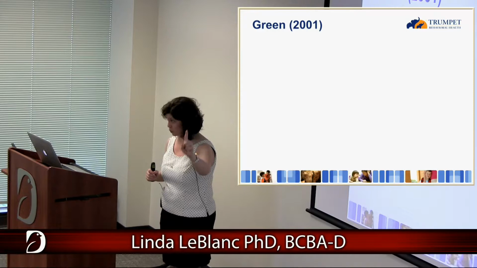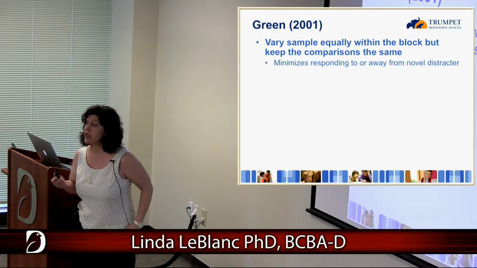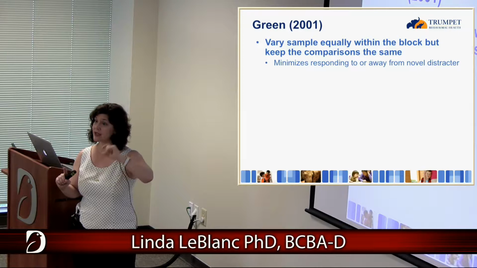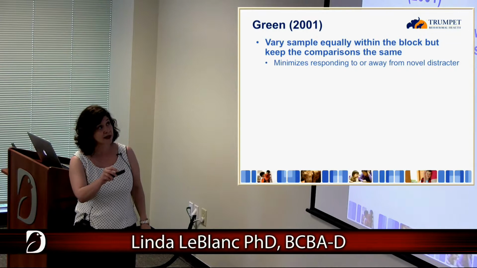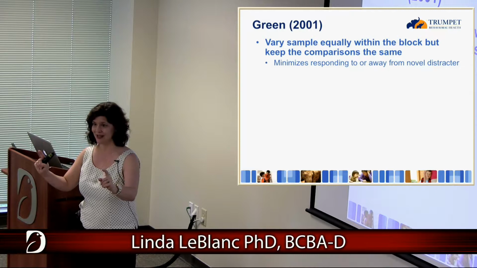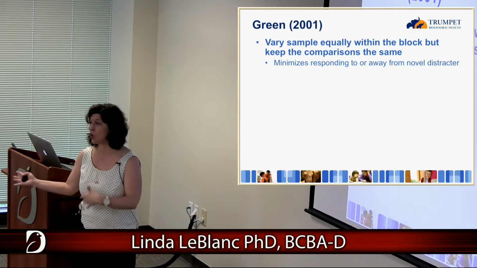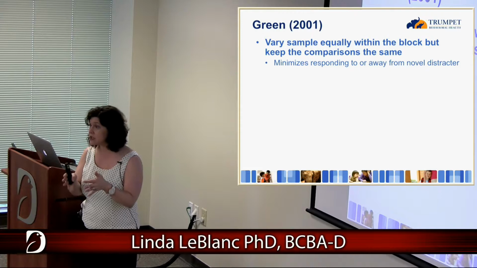Okay. All right. So Gina Green gives us some instructions on how to carefully arrange these stimuli. First, vary the sample. That's my auditory stimulus, or maybe that picture in the matching array, the top one. Vary the sample equally within the block, but keep the comparisons the same. Whoa, wait a minute. The distractors matter? Yes, because they aren't distractors. They are meaningful potential responses that will be associated with one of those samples. So we're not teaching people to just always ignore those other ones, whatever it is in the array. We are teaching a conditional discrimination. So keep the comparisons the same.